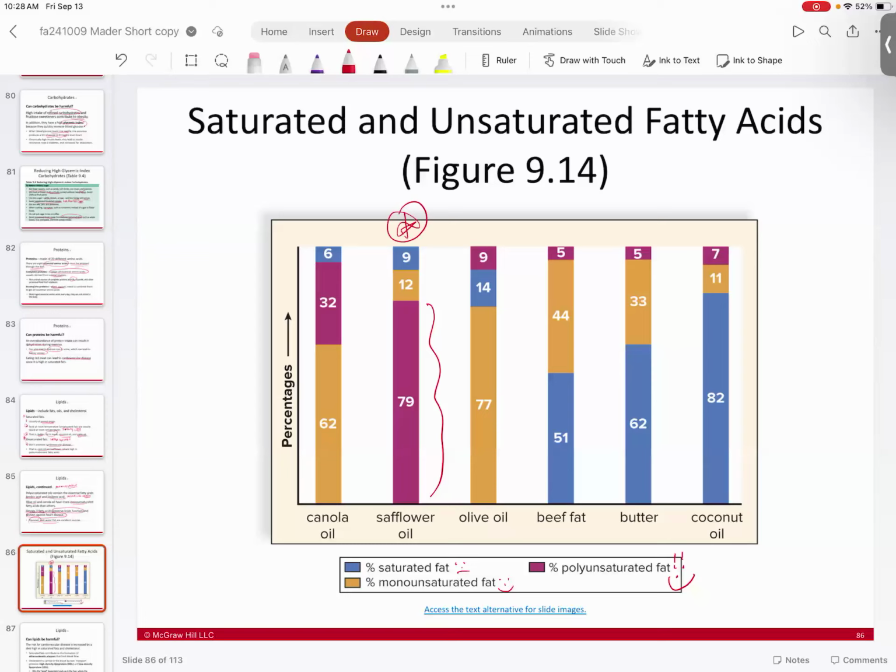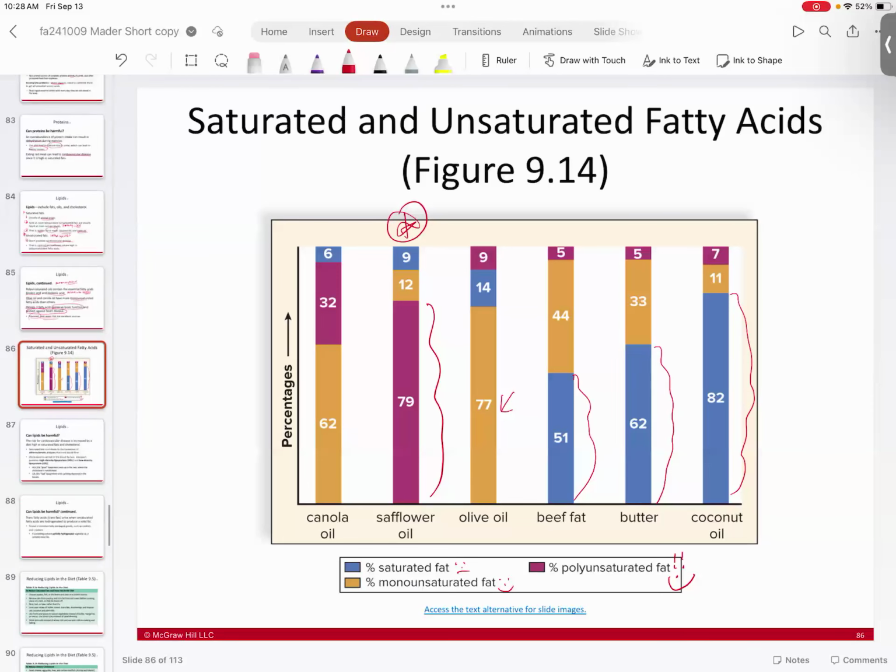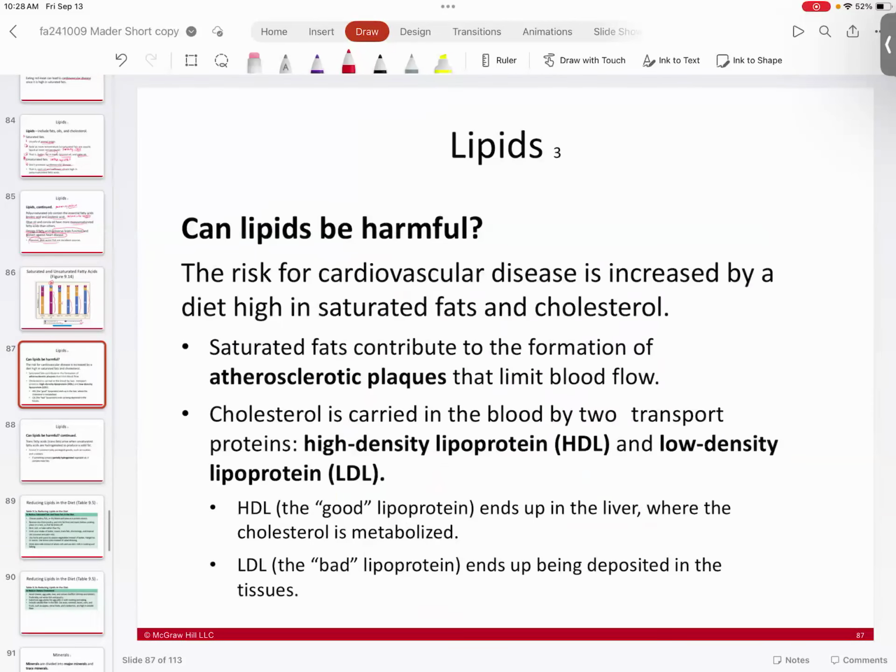Okay. You can see in olive oil, you've got a lot of monounsaturated, not bad, right? It's about 1-to-1 in beef fat relative to saturated. So you can see there's a lot of saturated fats in there. Those are the bad ones. In butter, a lot of saturated. In coconut oil, it's even worse than beef fat, believe it or not. So it's a very, very fatty type of lipid. So these polyunsaturated fats are the ones that basically are the healthiest for us.